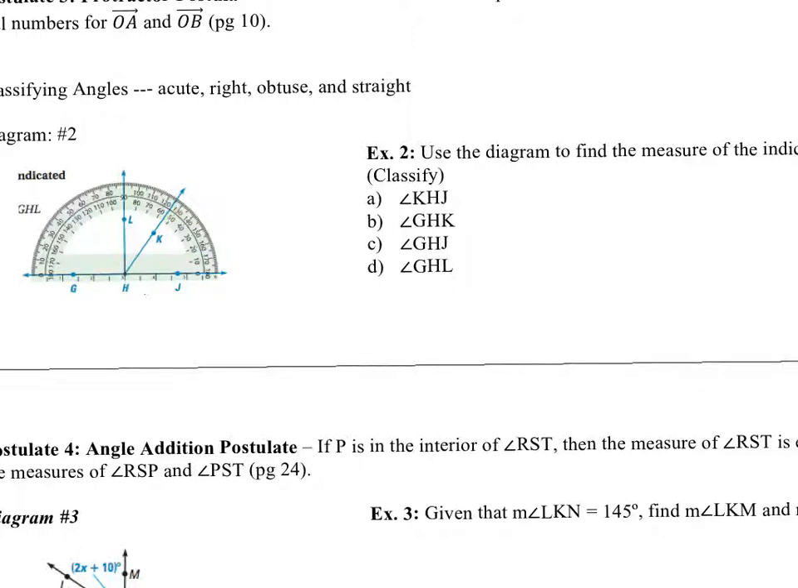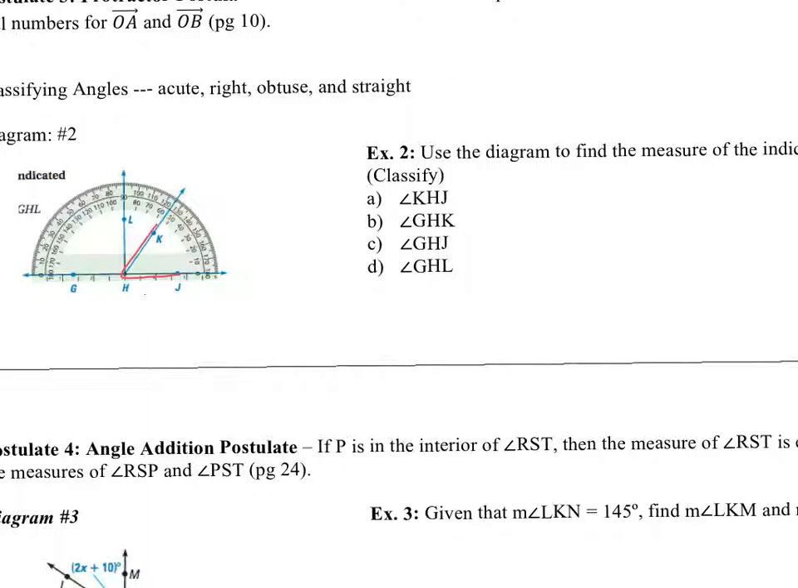Okay, so we need to apply what we learned just a little bit ago about classifying angles, and the way we're going to do this is through this diagram number 2. So we want to use the diagram in order to find the measure of the indicated angle. So this first one that we're going to do is angle KHJ.